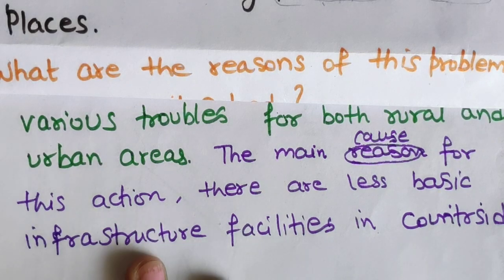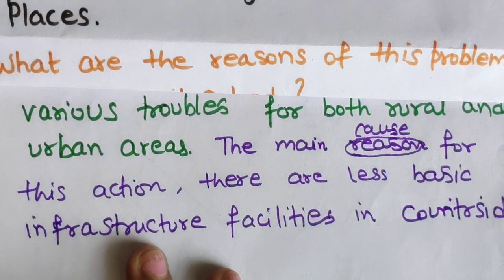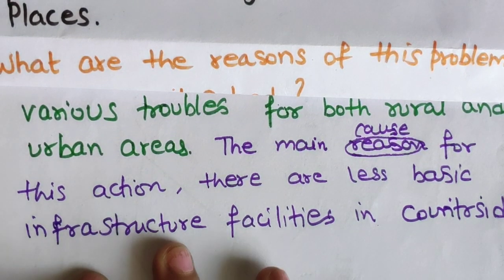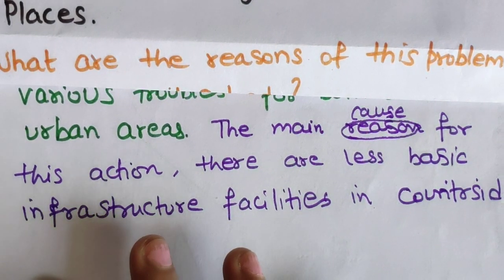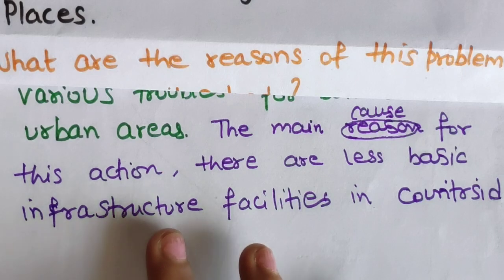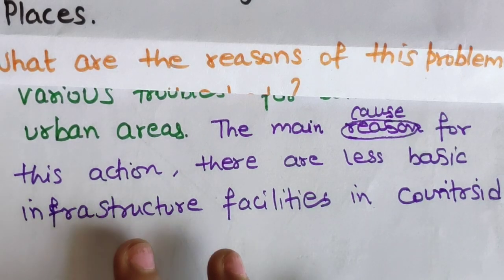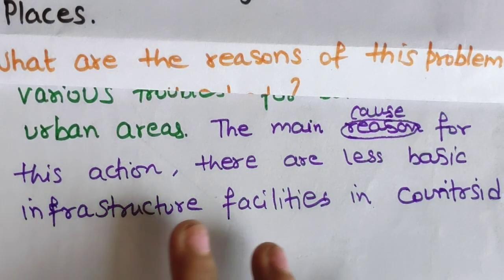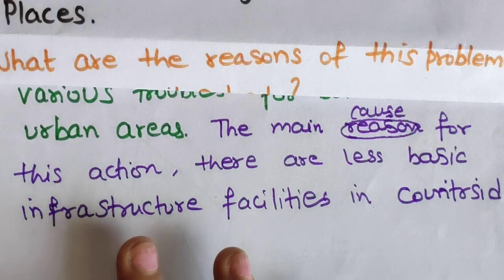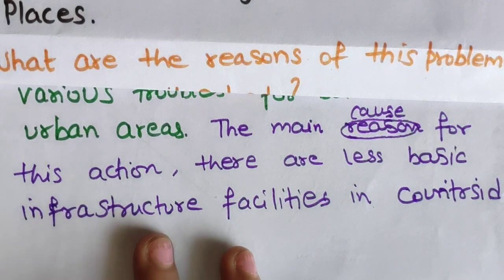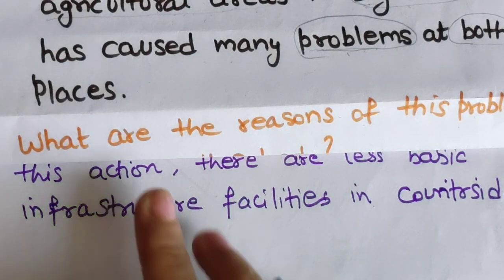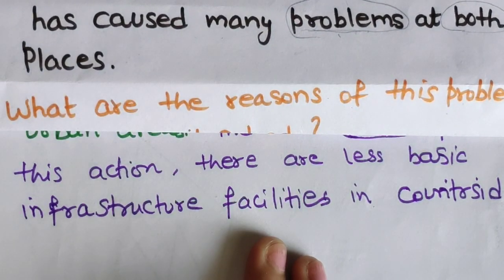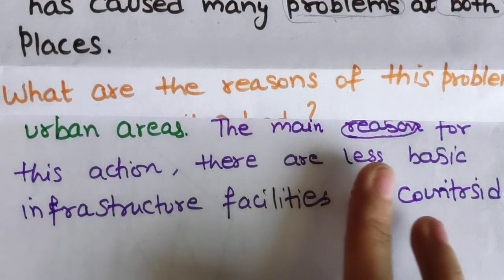And under basic infrastructure, you should understand what it means. Infrastructure means facilities of education, medical, transportation. These three are really important basic infrastructure for the development of any area. So I will be discussing this. Okay, and of course, agricultural areas also. So this is the main important problem, the main important cause.